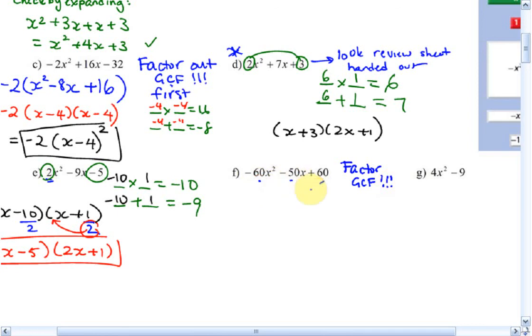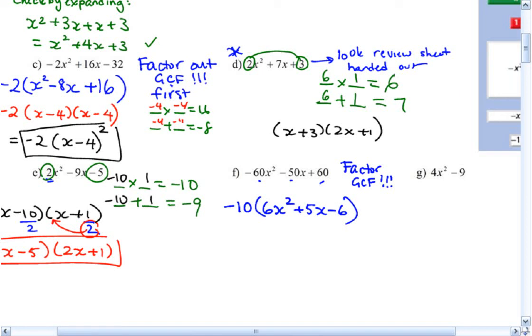What is the greatest common factor between all those terms? 10. I'll actually go even further and factor out the negative because I don't want to deal with negatives afterwards. So I'll factor out negative 10. And then you get 6x squared plus 5x minus 6. Nice.